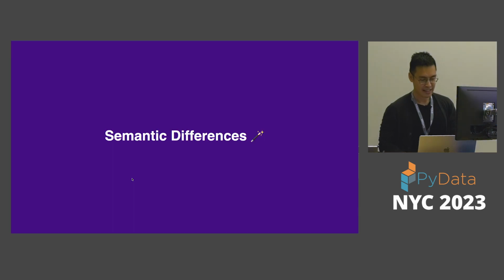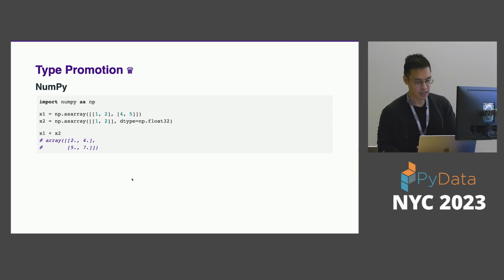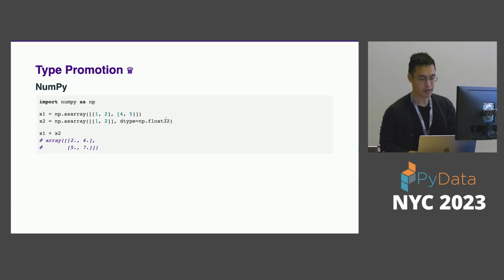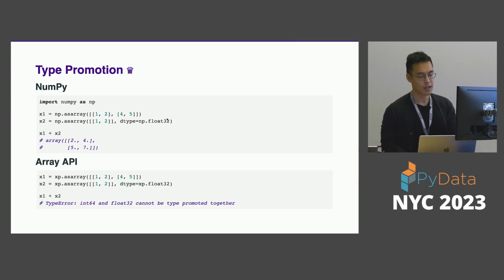Oh, okay. Next, semantic differences. Which is things that work in NumPy code that don't work in array API code if you change nothing. So in this case, I'm adding an ND array that's integers and an ND array that is floats. NumPy will upcast the integer to a float and add them up. Array API will error. It will not upcast for you. I think this is better. For this case, I think this is better.